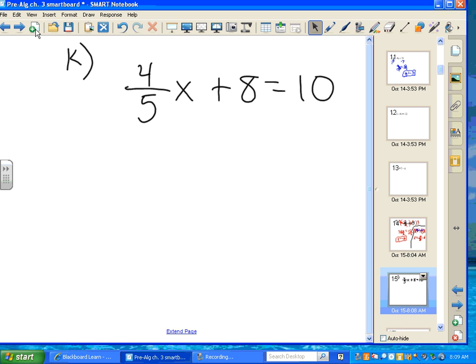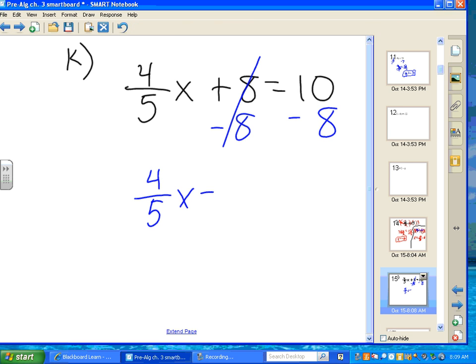Did everyone write down letter K? All right, Emma M, what do you think the first thing is that we need to do? Good. Add or subtract first. So move all the numbers to the right. So -8, -8. We have 4/5 x equals 2. So let's now do this in 2 steps.